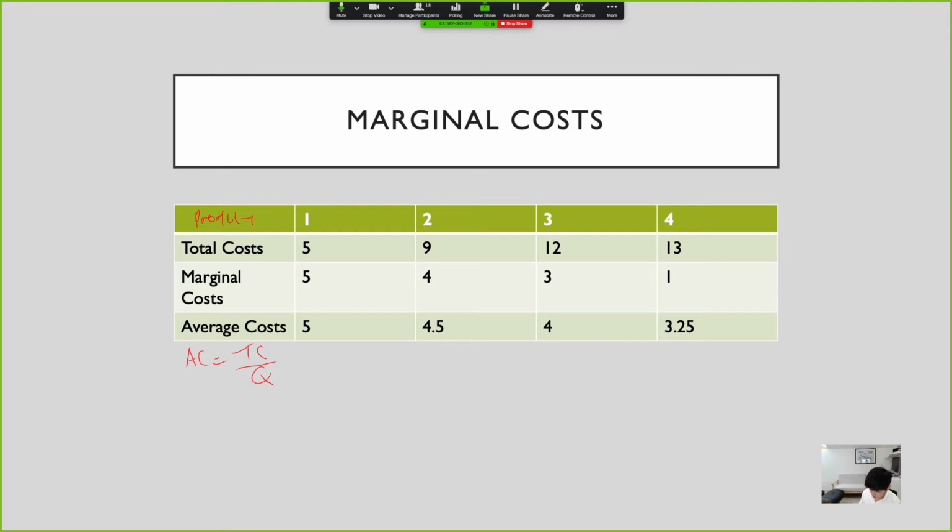For producing the third unit of the good, our total cost goes up from $9 to $12. That means it costs us an extra $3 to produce one extra unit, so the marginal cost is 3. The total cost of 12 divided by 3 gives us the average cost of 4. And lastly, if I produce one more unit of the good, the total cost is $13. That means the cost of producing that one additional unit is only $1 more. So the marginal cost is $1, and the average cost is 13 divided by 4, which gives you 3.25. This is how you calculate marginal cost: how much does it cost to produce that one extra unit of the good?